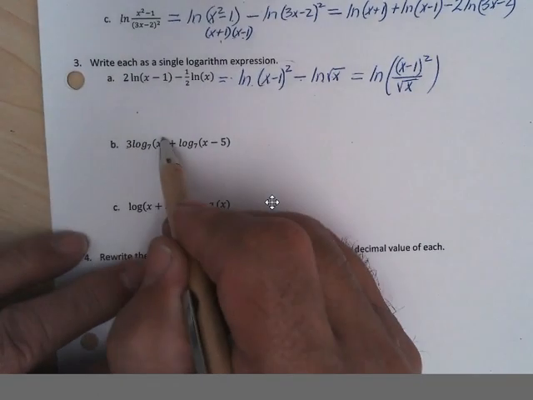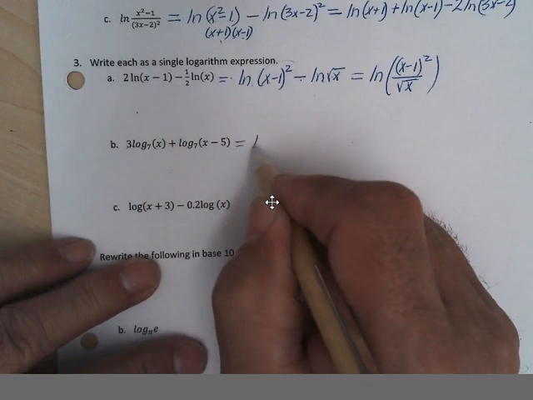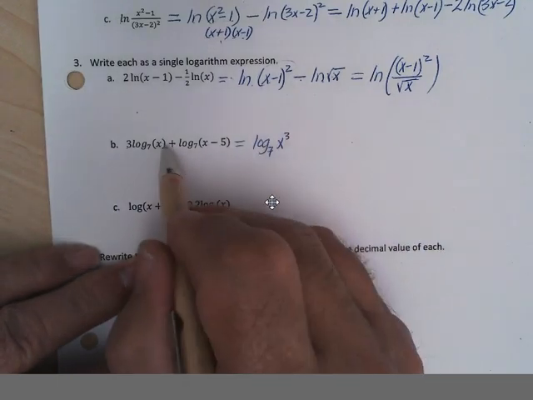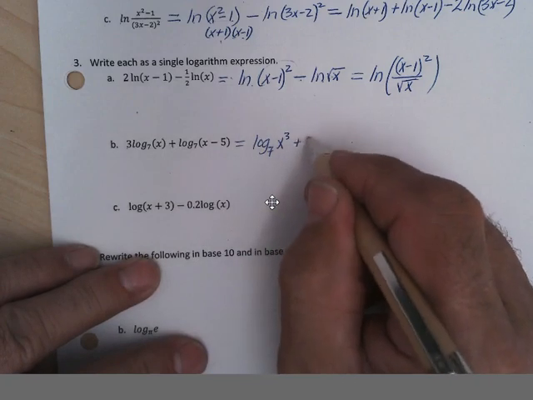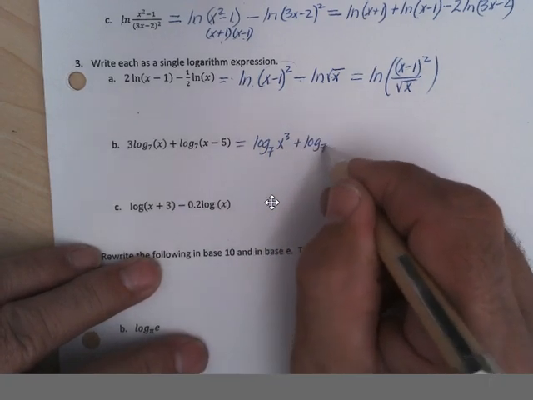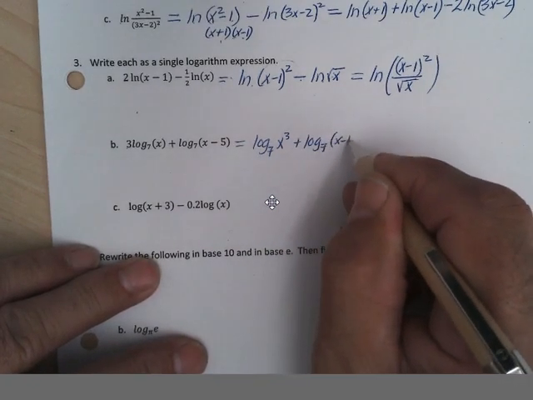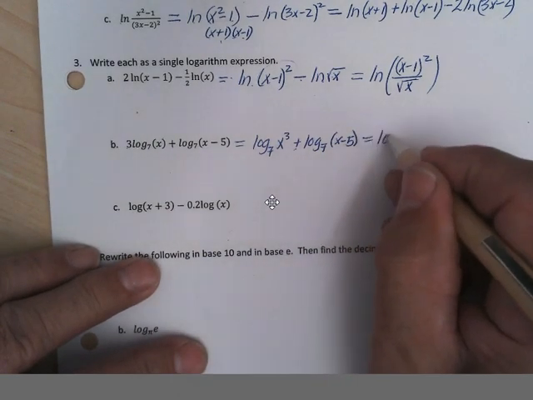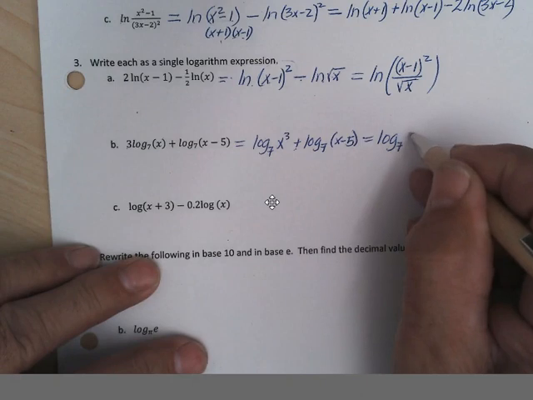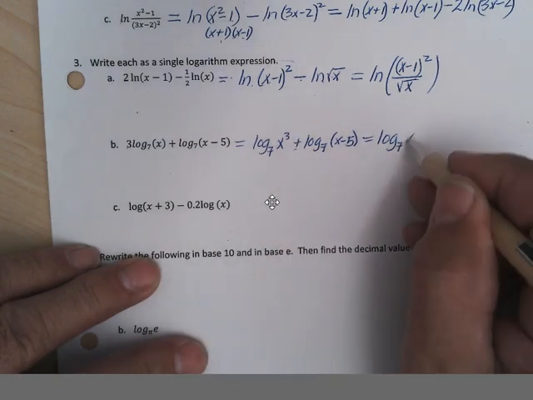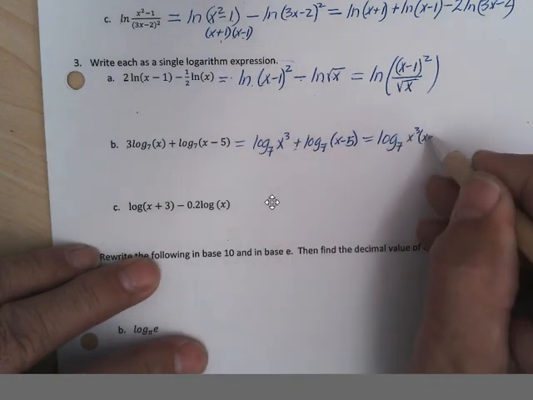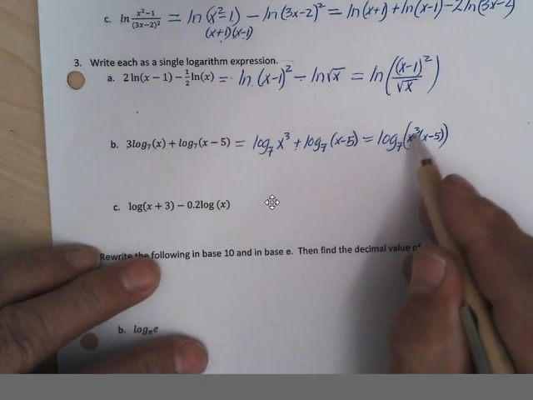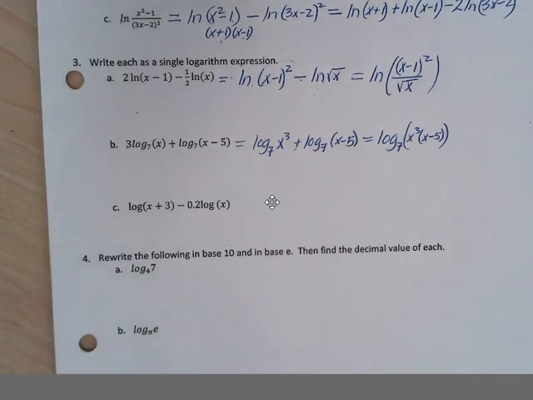We put the power up, so this becomes log base 7 of x cubed. And no power to go up here, so log base 7 of x minus 5. And when you add, you multiply, so this becomes log base 7 of x cubed times x minus 5. You can leave it like that or call it x to the fourth minus 5x cubed.